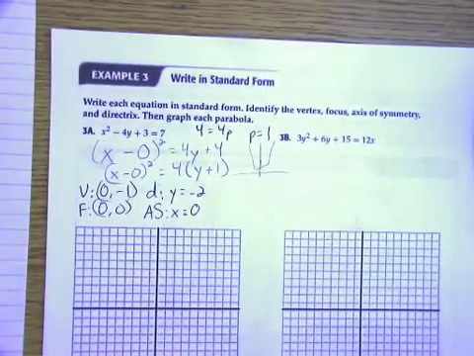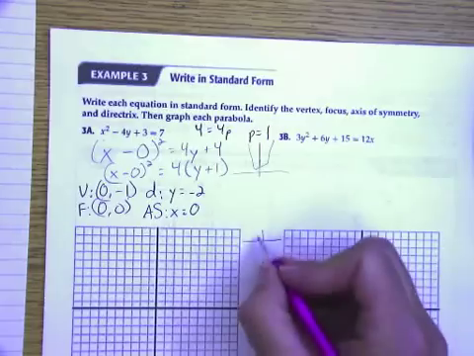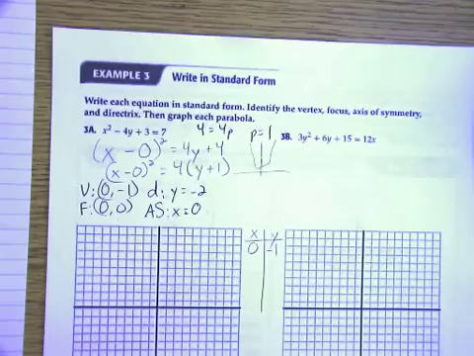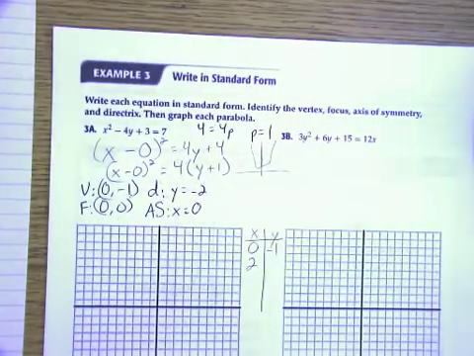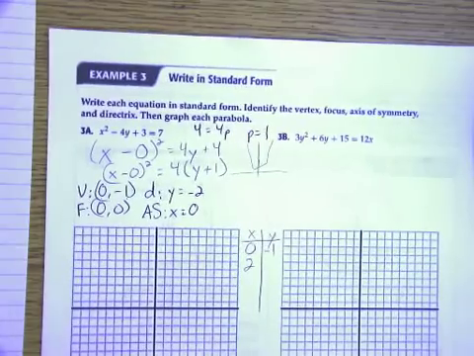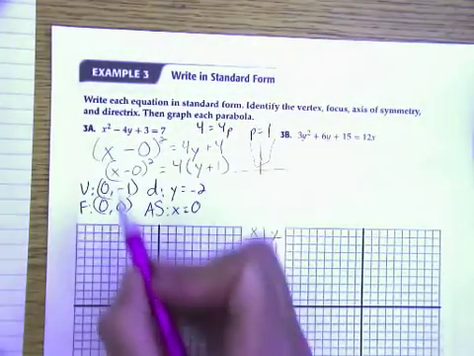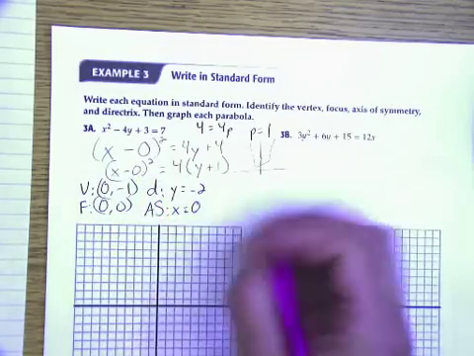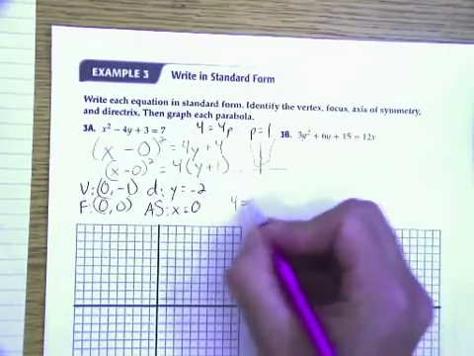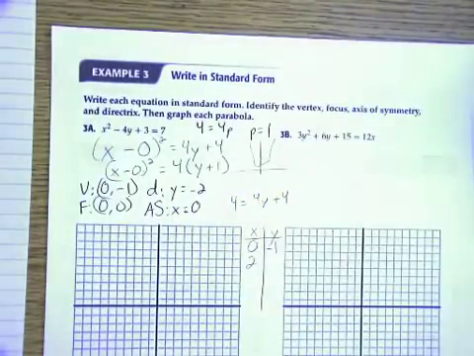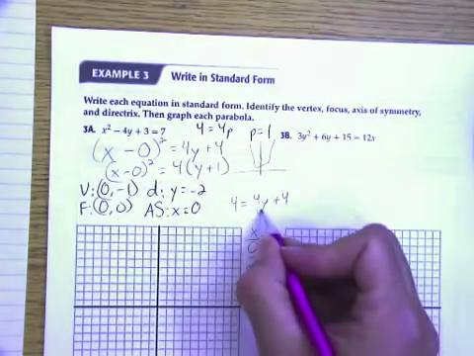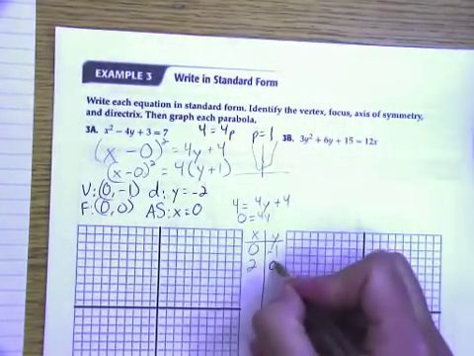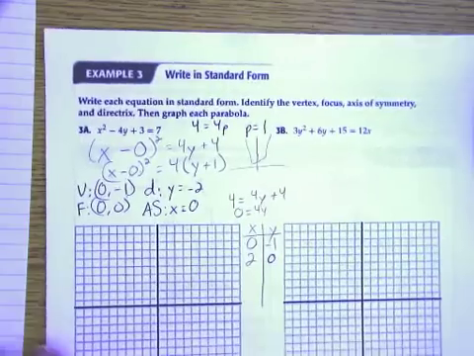So once again, I know that this graph is passing through 0, comma negative 1, and maybe plugging in, I don't know, 2 for x might work out okay. So let's plug in 2 for x. When I plug in 2 for x here, I get 2 minus 0, which is 2. 2 squared is 4. So 4 equals 4y plus 4. So 4y equals 0. That means the graph passes through 2, comma 0.